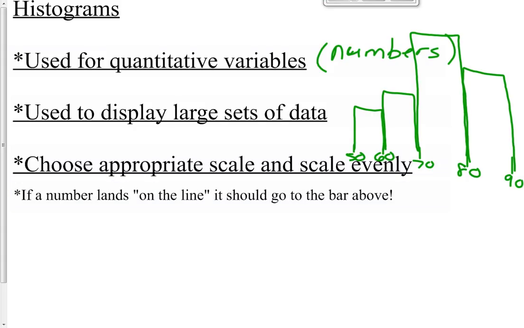If a number lands on the line, it should go in the bar above. So when you're making a histogram, if someone got a 53%, well then of course they would be in this bar. If someone got a 72%, of course they would go in this bar. If someone got an 80%, where do you put the 80? Well, if it lies on the line, here an 80% lies on the line, then it would go in the bar above. So whenever one lies on that certain increment, put it in the bar above. That's what that one means.